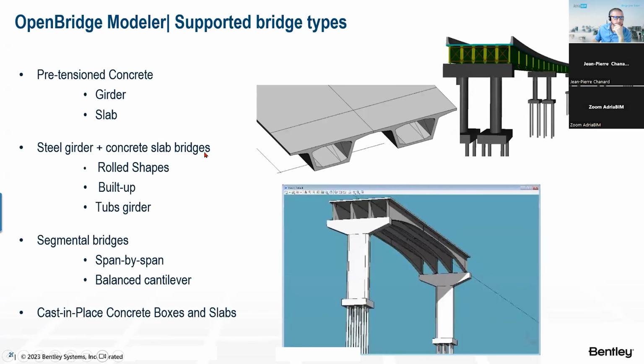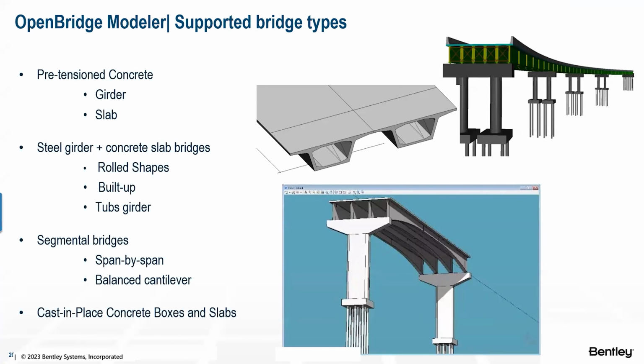If we go to OpenBridge Modeler, which is the heart of the OpenBridge Designer, we support a lot of bridge types. We could not, from the beginning, support all the bridge types, so we try to support the most used bridge types. That means prestressed concrete girder slab, steel girders and concrete slab, segmental bridges, cast in place, and concrete box.